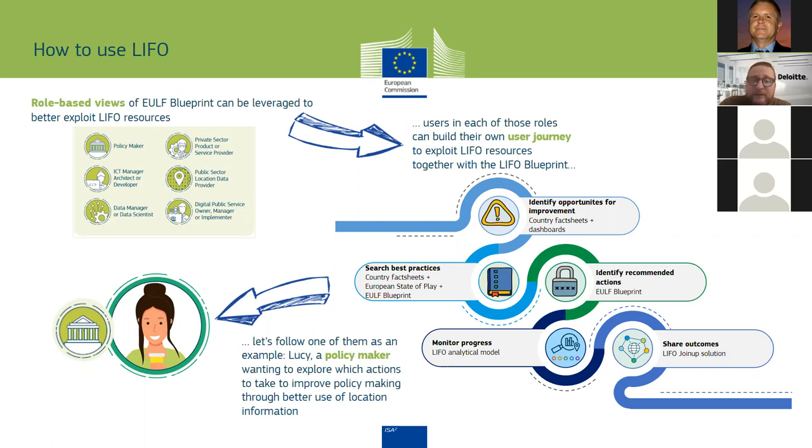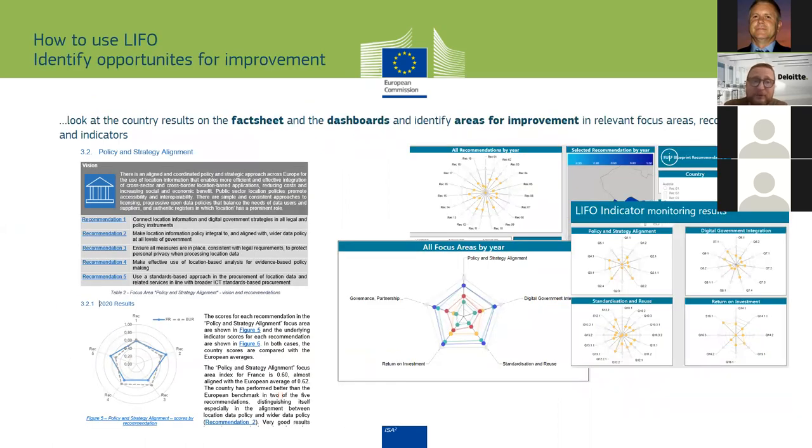We'll make an example here with a policymaker, Lucy, who in this case wants to explore which actions to take to improve policy making through better use of location information. It's a user journey starting from the identification of opportunities for improvement. This can be done by looking at the country results on the fact sheets and the dashboards and identifying where the areas for improvement are in the different focus areas, recommendations and indicators, and possibly focusing the attention of those improvement actions on those domains.